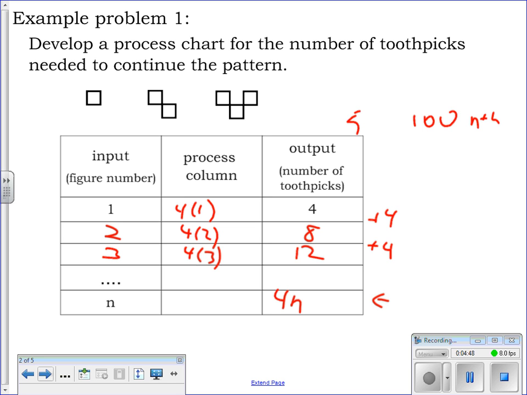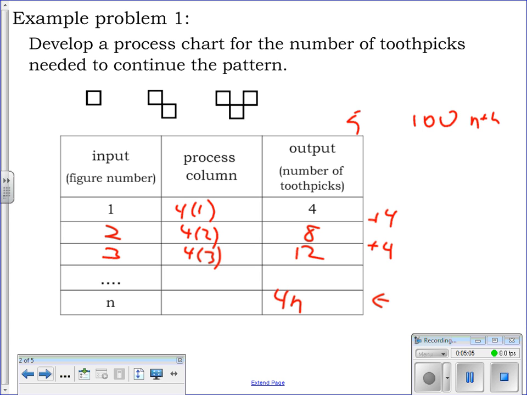So it is 4n. Technically, it's 4n plus 0, but we are lazy. We do not write plus 0, because that doesn't change anything. Okay, does that make sense? So this is our formula. That's what we're trying to get.